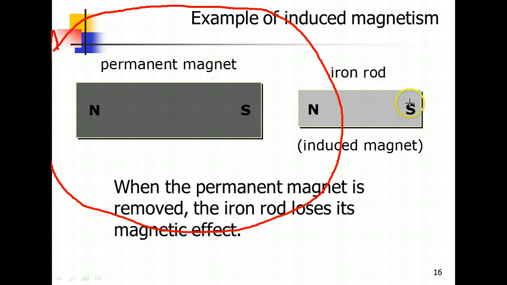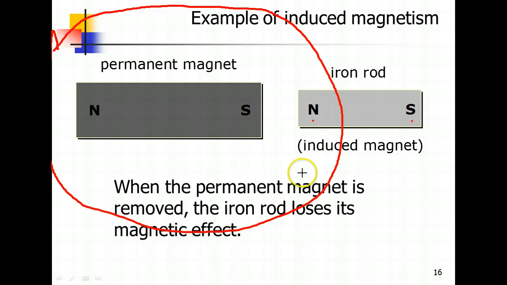If I then place the iron rod near to this permanent magnet, inside the magnetic field of this permanent magnet, you find that this iron rod will become a temporary magnet. Since it is placed near the south pole of the permanent magnet, the left end of the iron rod will be induced with a north pole, while the right end of the iron rod will be induced with a south pole. We call this induced magnetism because the iron rod is now a magnet, although a temporary one. So what do you think will happen if the iron rod is removed from the magnetic field?